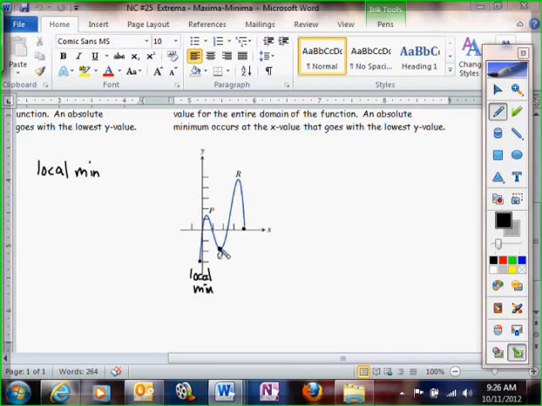Here, in this area, this point is another local minimum because in this area it is the lowest point. So this is a local minimum. And then finally here, in this area, again, this is a local minimum. In this spot, it's the lowest point.